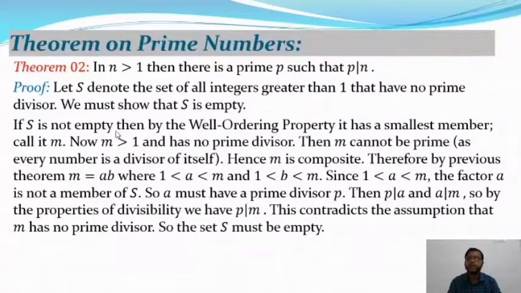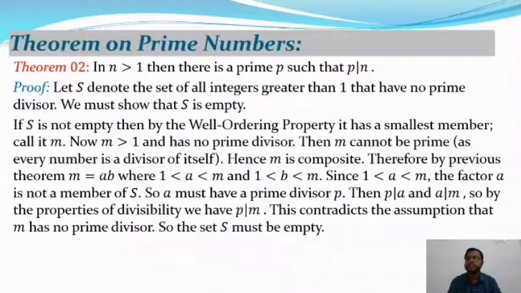Let S denote the set of all integers greater than 1 that have no prime divisor. So we must show that S is empty. If S is not empty, then by the well ordering principle, it has a smallest number, call it M, and now M is greater than 1 and has no prime divisor.